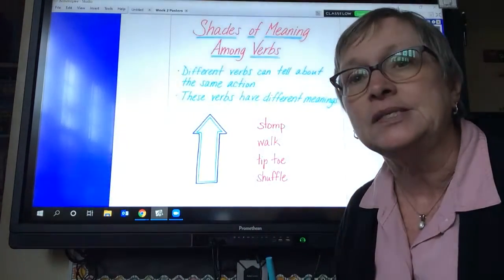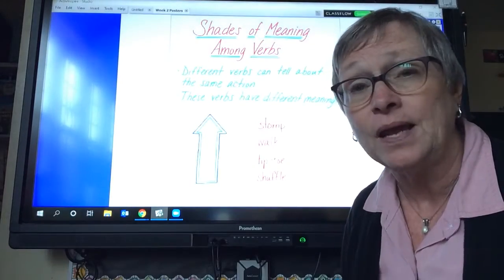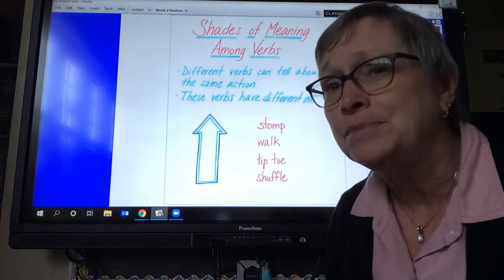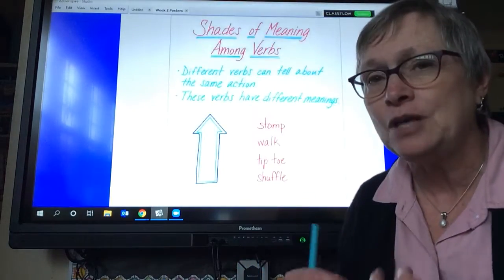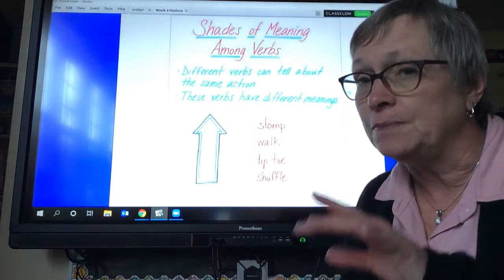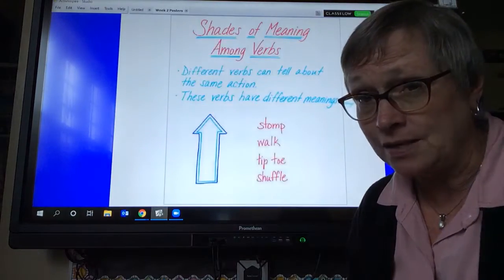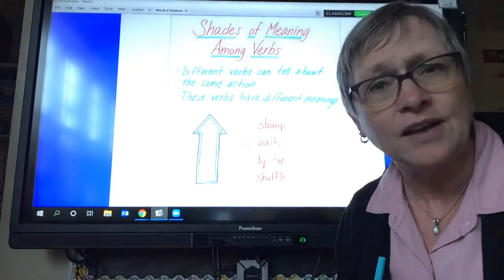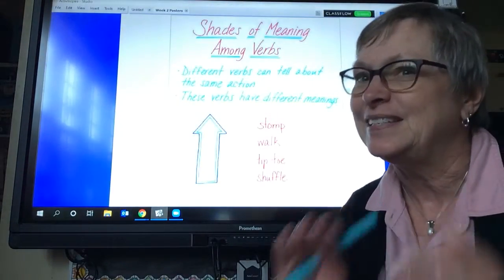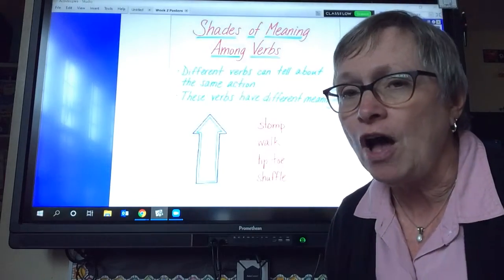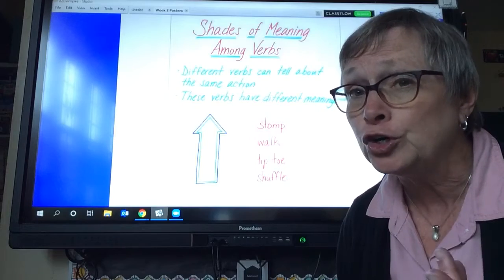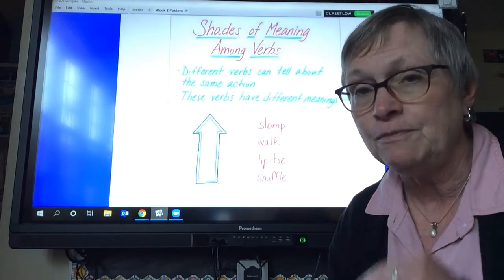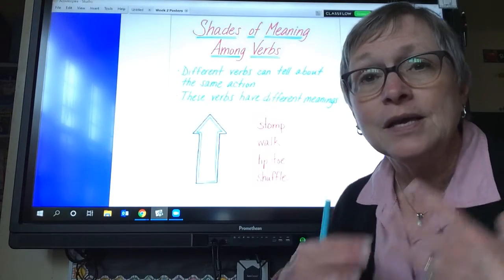Stomp, someone would stomp if they're really mad, right? But would someone tiptoe if they were really mad? No, if an author uses the word tiptoe, they're probably trying to be very, very quiet, right? Is stomp a quiet action? No, but tiptoe is. So the author is using those descriptive words, those verbs, to give meaning to the story.